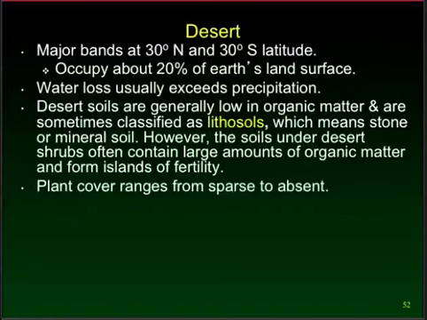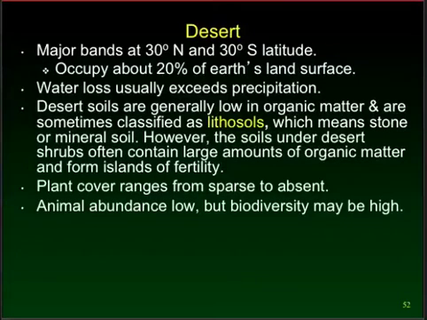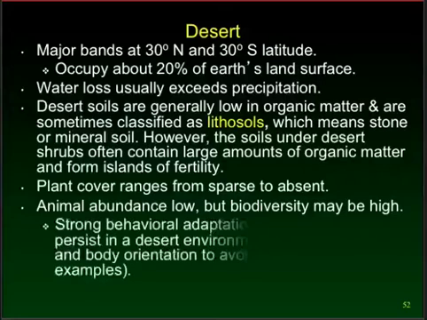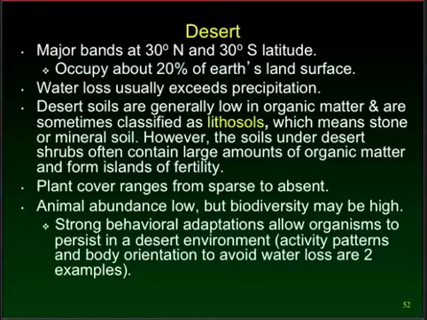The plant cover in deserts ranges from sparse to absent. Animal abundance is low, but biodiversity may be very high. So you might have a lot of different species of organisms in the desert, but there won't be very many of them. The population numbers will be relatively low. You're going to see a lot of behavioral adaptations that allow organisms to persist in a desert environment. Activity patterns and body orientation to avoid water loss are just two examples of this.